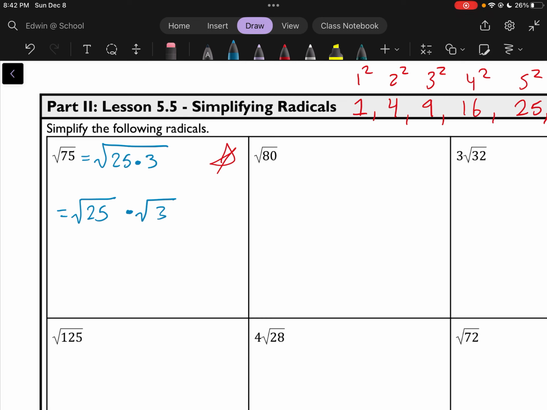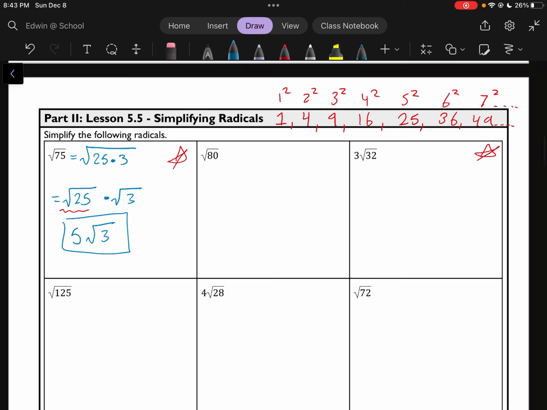Radical 25 times 3. And now, this is a basic question. What is the square root of 25? Well, that is just going to be 5. And the square root of 3, we don't know what that is. So that is how we simplify radicals. Pretty simple. Not too crazy or anything.